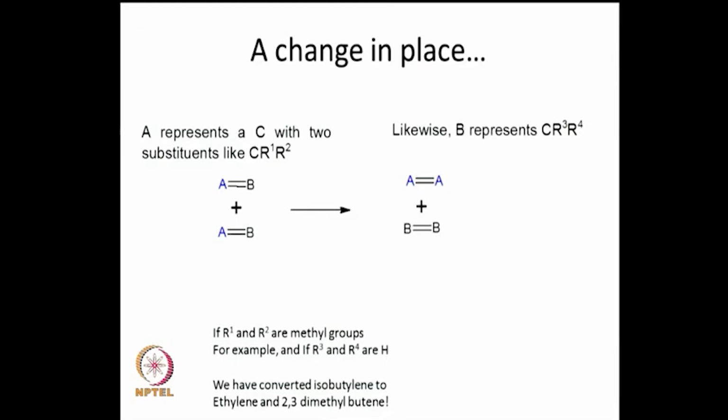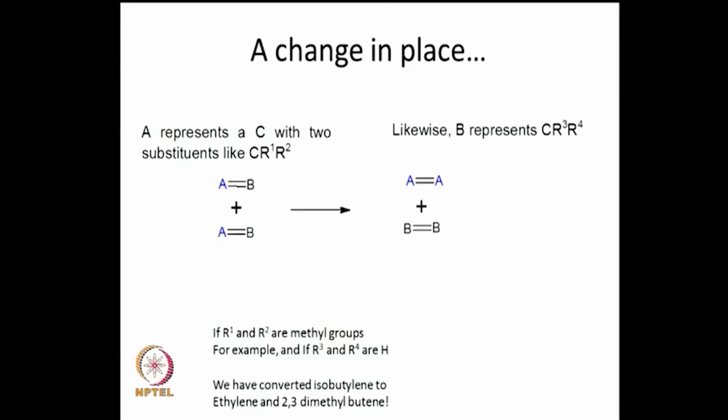In this lecture, we will discuss catalytic metathesis. Metathesis, as we had discussed in the last lecture, is a change in place, and in the case of olefins, when you have alkylidene groups and if alkylidene groups change places, then you would have a metathesis reaction.